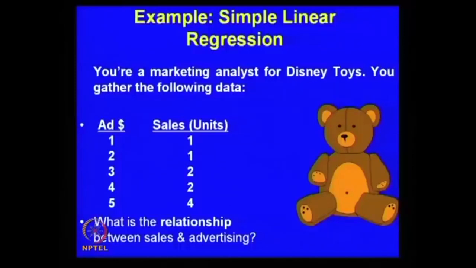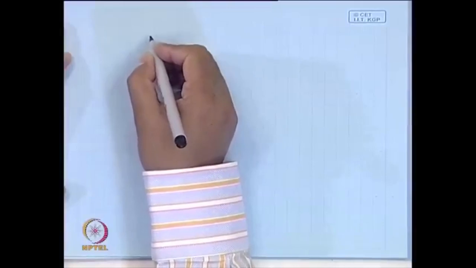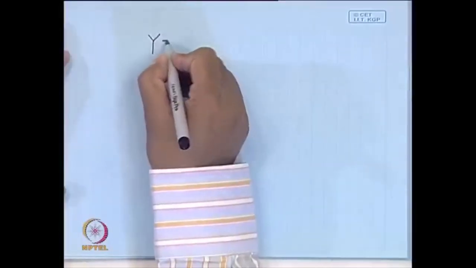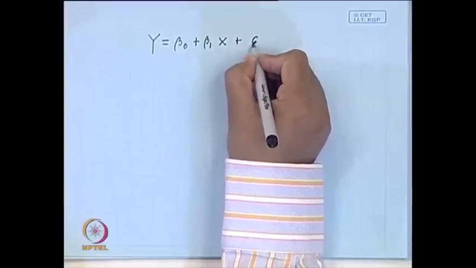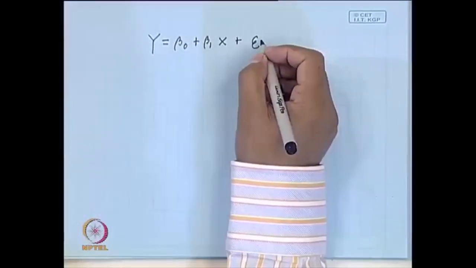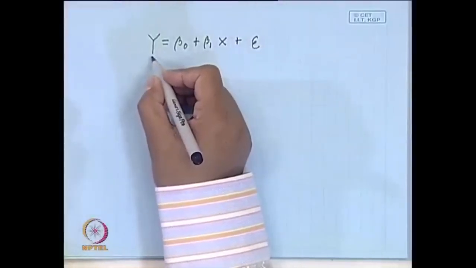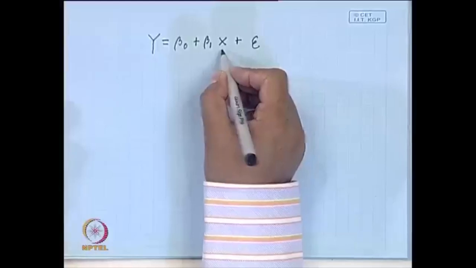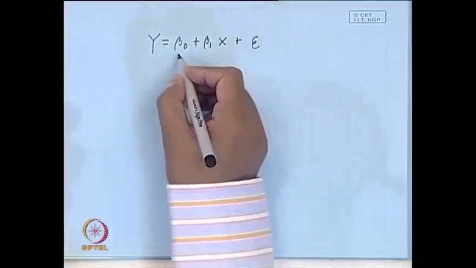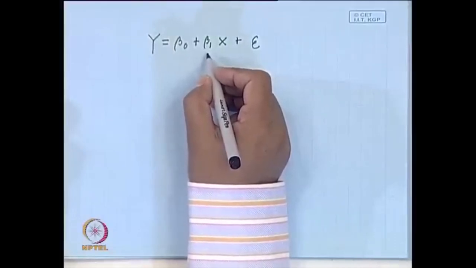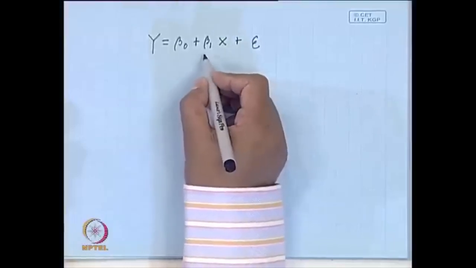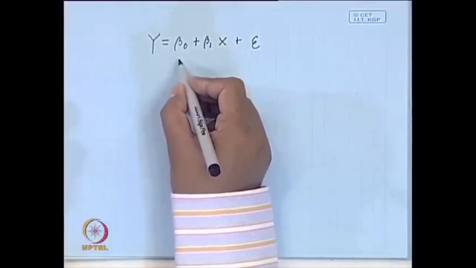Let me just recall the simple linear regression model. The general form of simple linear regression model is y equal to beta naught plus beta 1 x plus epsilon, where y is the response variable, x is the regressor variable, and epsilon is the error term, and beta naught is intercept, and beta 1 is slope, and we call beta naught and beta 1 the regression coefficients.